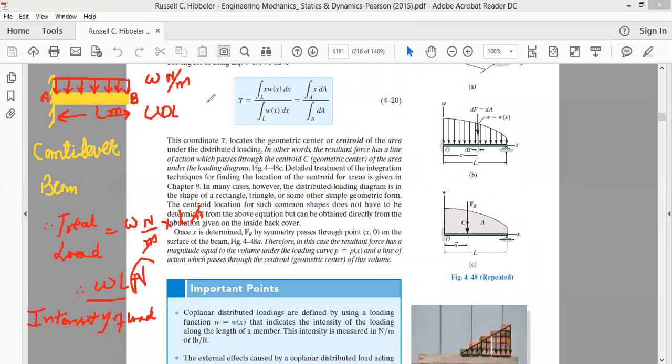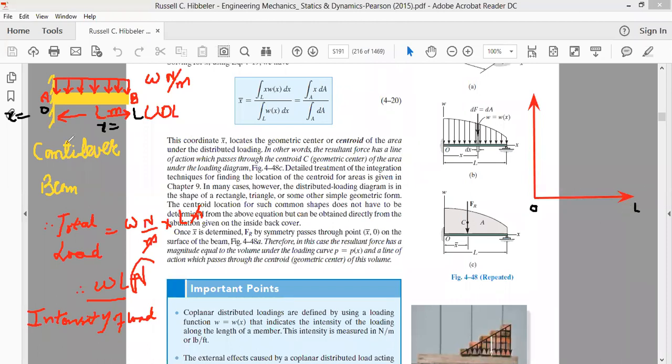For example, if you plot it along the x-axis, let's suppose this is our x-axis, and let's take one more axis as our y-axis. Let's suppose this point is x equal to 0 and this is x equal to L. The total span goes from x equal to 0 to x equal to L. This is the total span.